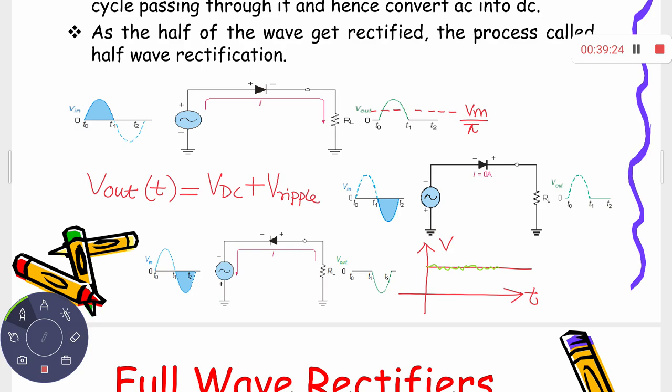So what should be the benchmark? One is obviously the ripple content. I have to find out its RMS component of the ripple value, and normalize it with respect to the average. Since it signifies the presence of ripple, that particular parameter is known as the ripple factor.